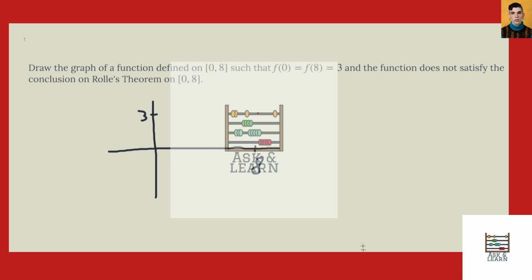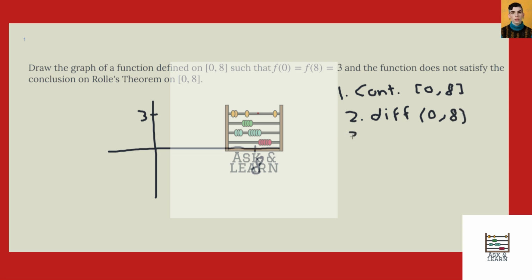So if you recall, the conditions for Rolle's theorem are continuity on the closed interval, so from 0 to 8, and the second condition is differentiability, so it has to be differentiable, so you can take the derivative at any point on the open interval, which means it does not include the endpoint.